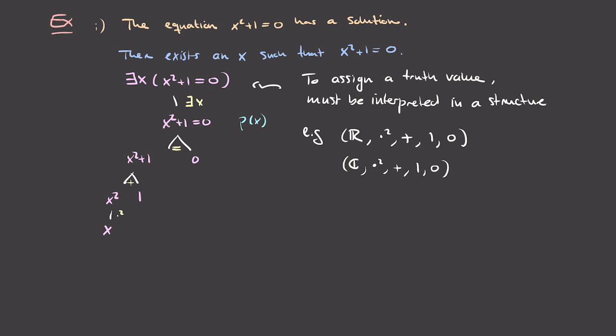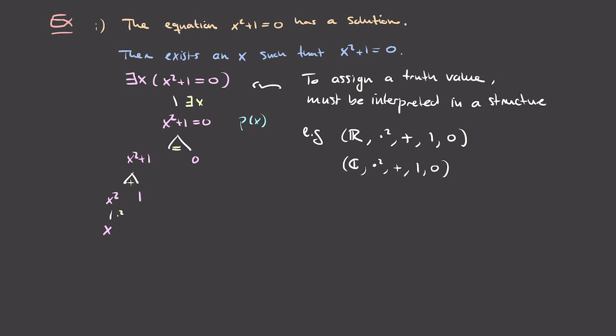Okay, so these would be two structures in which we can interpret this formula, but we could also think of other sets aside from this. So we could take an arbitrary set and define certain operations, namely this squaring operation, this plus operation. We could designate a 1 element and a 0 element in the set, and then this formula could be interpreted in that setting. Now, if you think back to propositional logic, we had a similar thing going on.